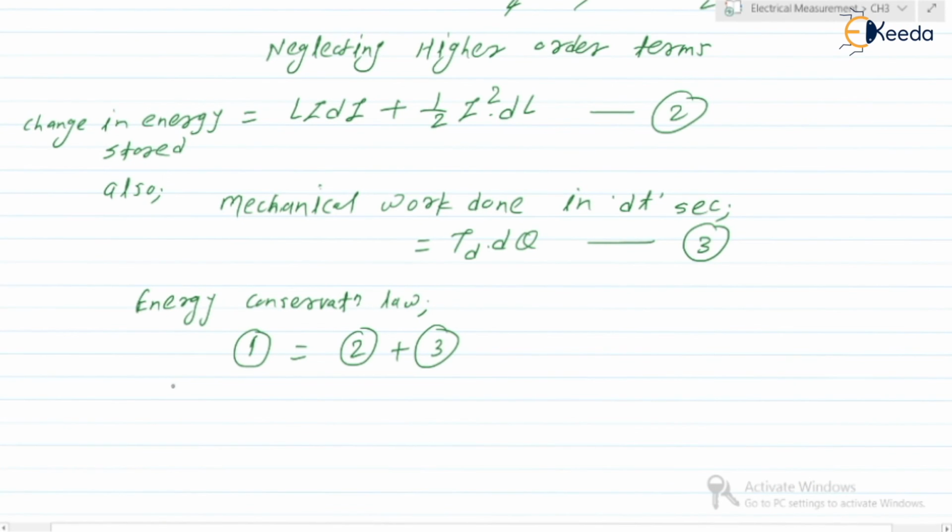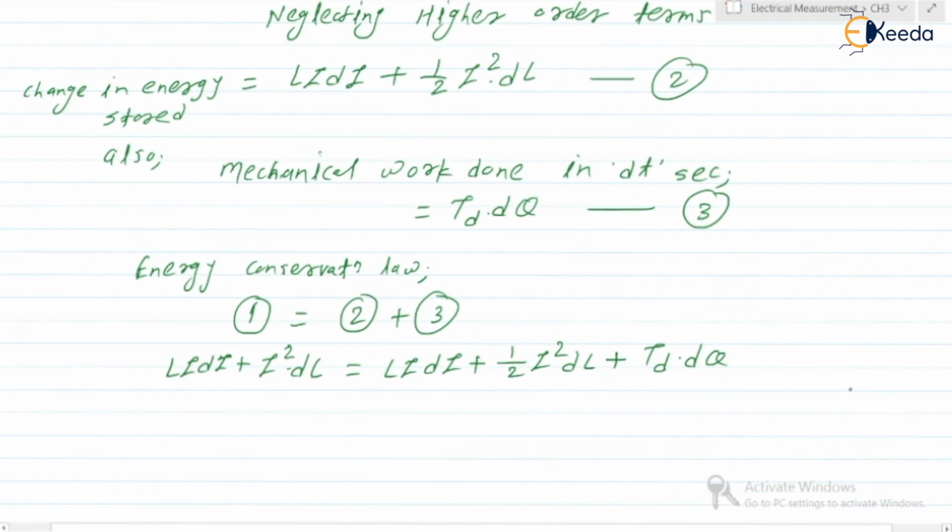You can write it as Li into di plus I square into dl, is equal to, what is equation 2? This is Li di plus half I square dl. And what about equation number 3? This is Td into d theta. This is the equation number 3.